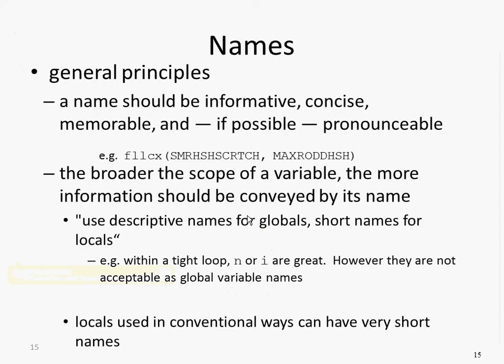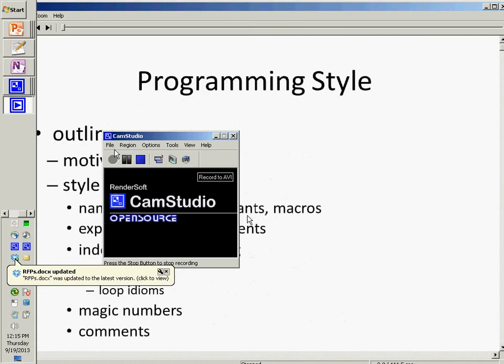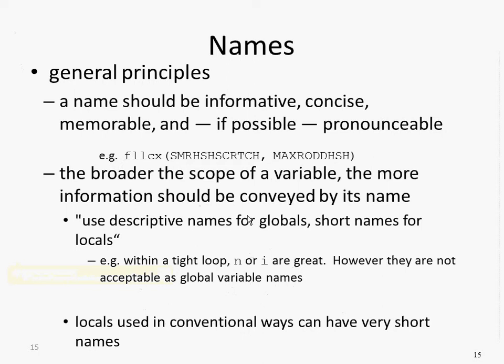Okay, so names within your programs should be informative, concise where possible, and that requires a balance between information and how long it is. Memorable, so you can easily go back to them. Remember the name, for example, when searching for where it is, and if possible, pronounceable. Okay, and this is an example of something that violates all of those principles.